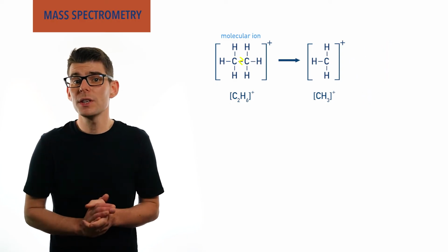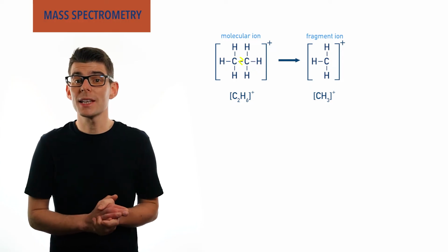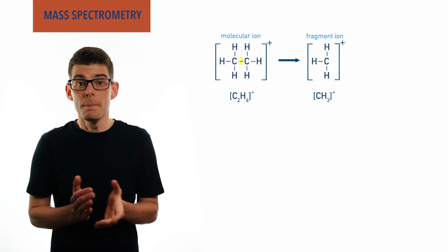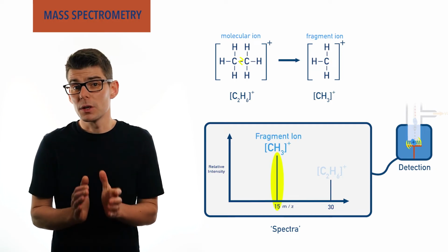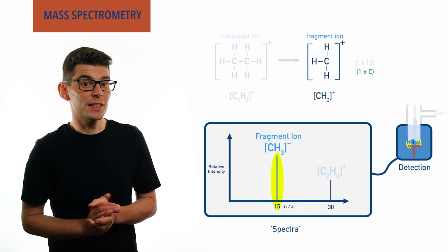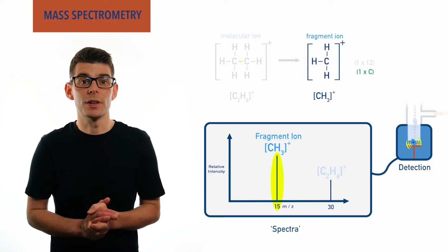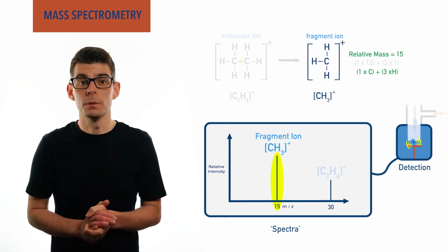However, the positively charged CH3+ fragment will now also be detected in the mass spectrometer, meaning we see a peak in the spectra at 15. This is because the CH3+ ion is made up of 1 carbon atom, relative mass of 12, and 3 hydrogen atoms, each with a relative mass of 1, giving 15 in total.